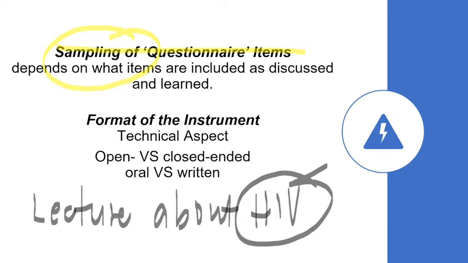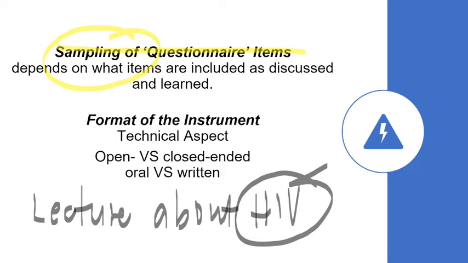Next, open versus close-ended. Open-ended questions are best if you want to explore further. Close-ended questions are best if you want a direct and right-away answer for your question. And then oral versus written.